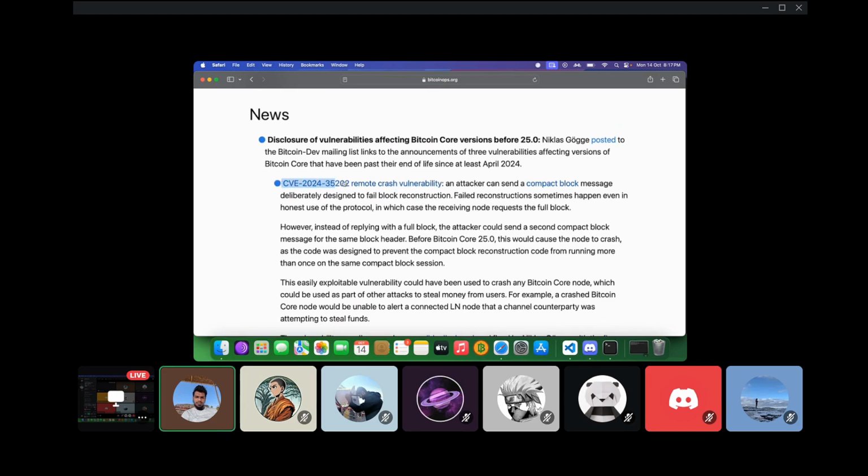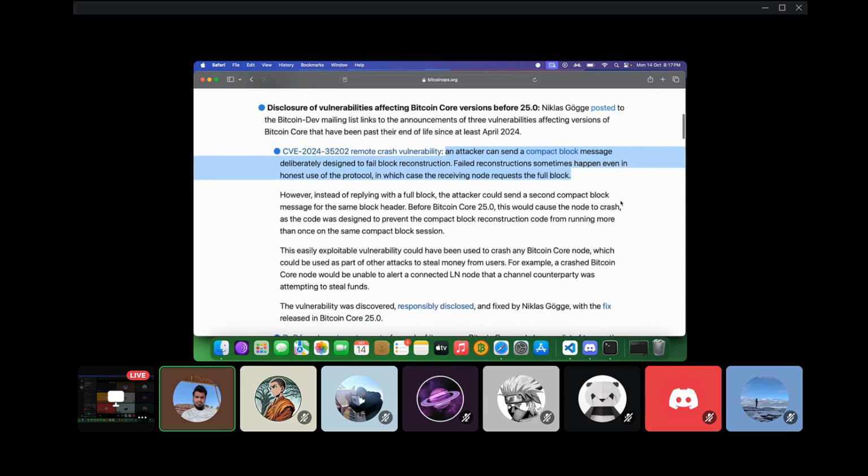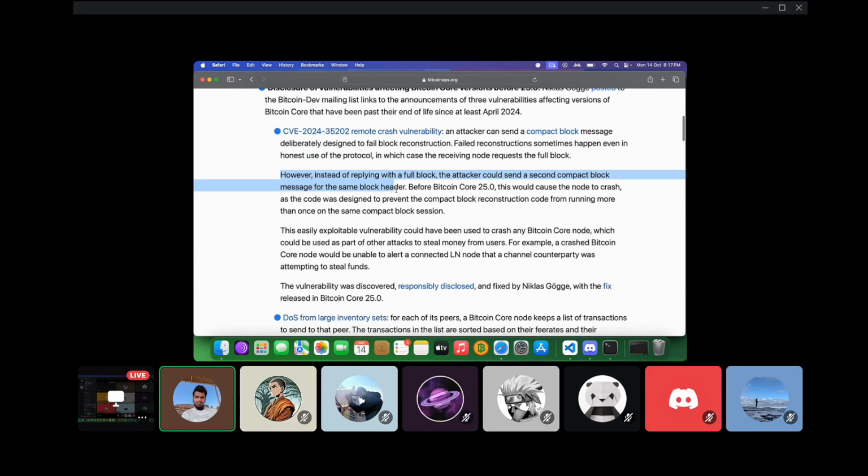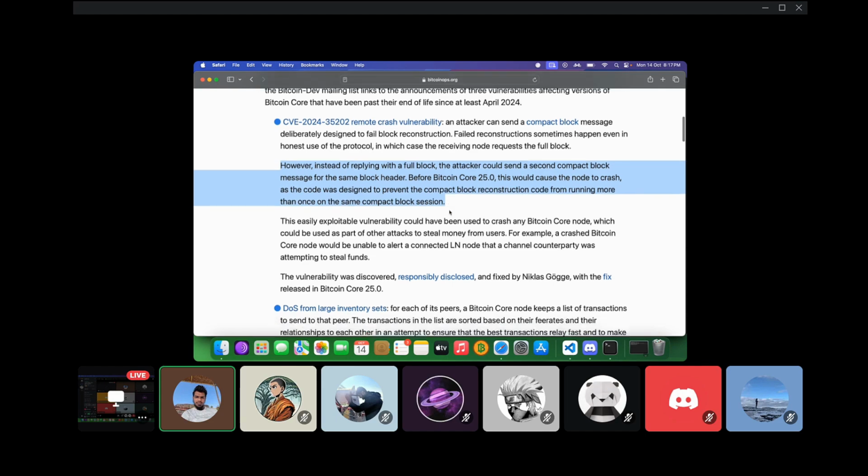What's the first vulnerability? Remote crash vulnerability. An attacker can send a compact block message deliberately designed to fail block reconstruction. Failed reconstructions sometimes happen even in honest use of the protocol, in which case the receiving node requests the full block. However, instead of replying with a full block, the attacker could send a second compact block message for the same block header. Before Bitcoin Core 25.0, this would cause the node to crash, as the code was designed to prevent the compact block reconstruction code from running more than once on the same compact block session.